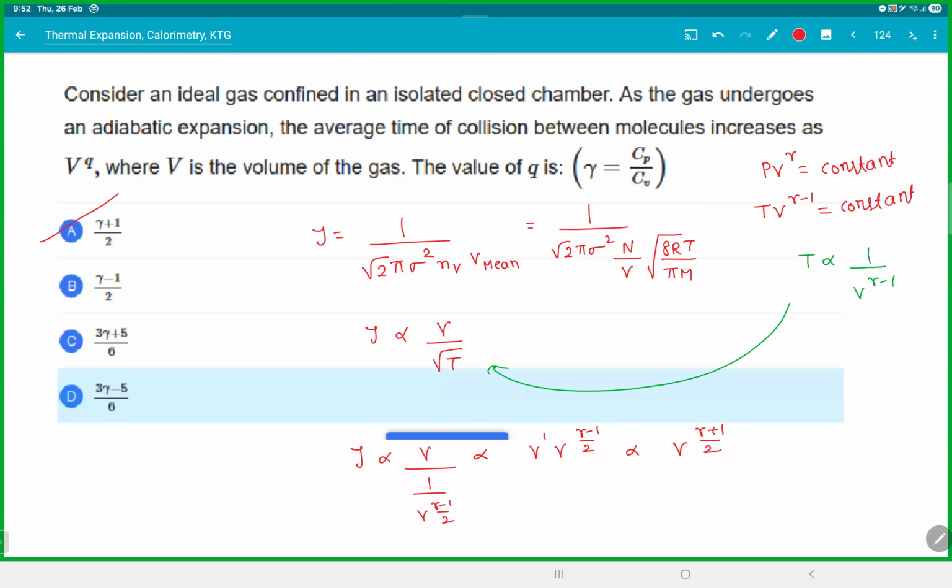So basically in that NV, there is a number of molecules by volume. There is one volume sitting there. And v mean is root of 8RT by pi M. There is a temperature there. And since it is an adiabatic process, TV to the power gamma minus 1 is constant, replace the T with volume and you're done.